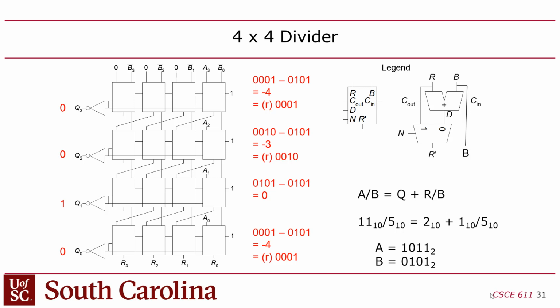Okay, so now finally I have 1 minus 5, which is negative 4, and that gets restored. So what I end up with in the remainder register is 1, right?